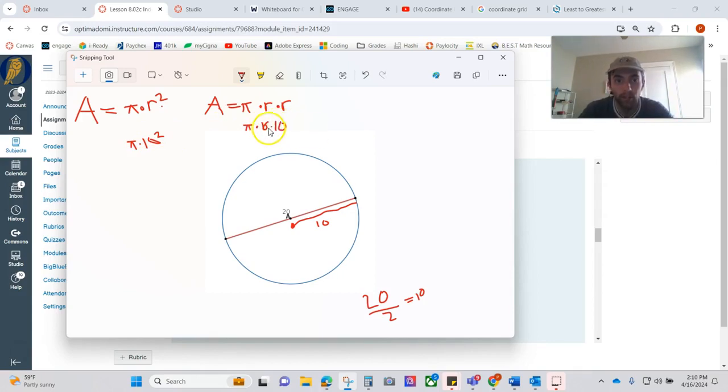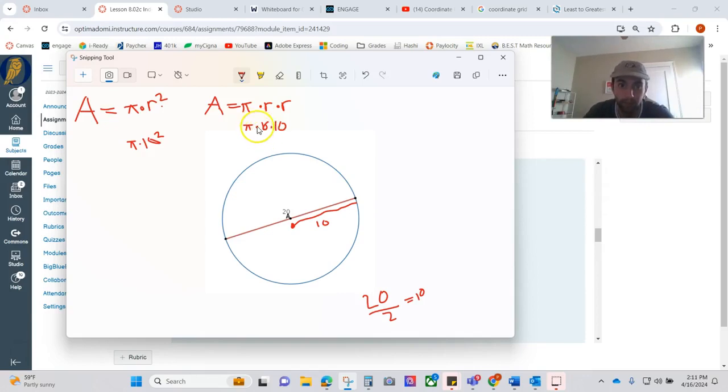Now the question wanted us to put it in exact terms of pi, which means we're not going to times by pi. Whenever we times by pi, we have to round, and so our answer is not exact. So we are going to do all the steps, but we're going to stop before we times by pi.